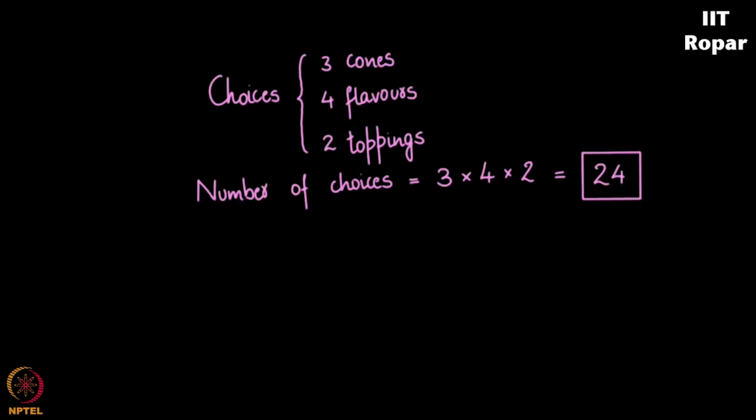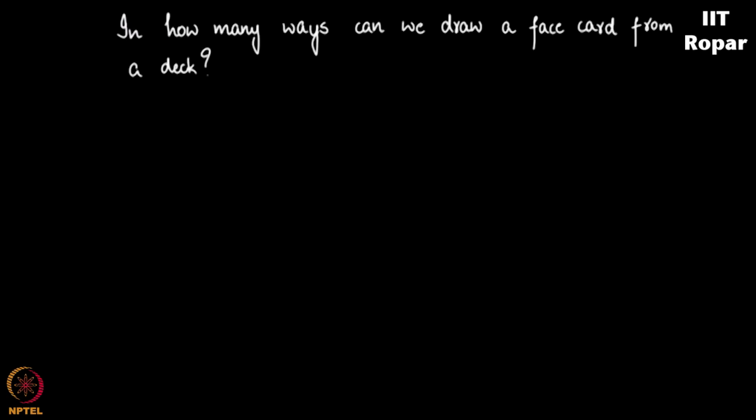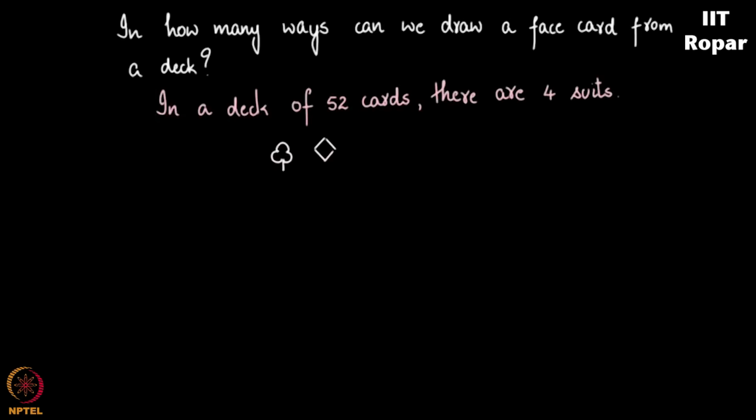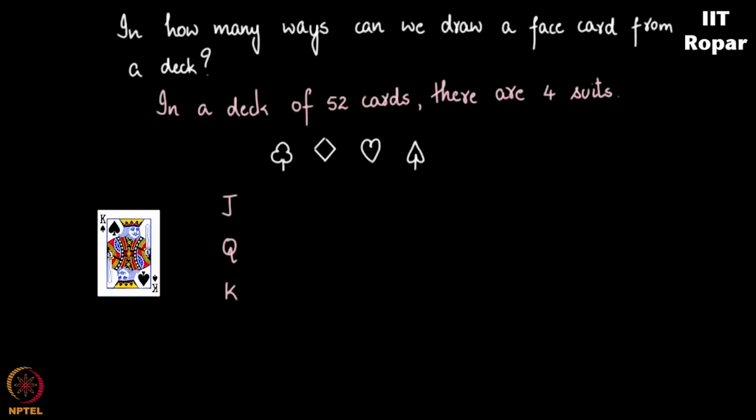Let's move on to the question. In how many ways can we draw a face card from a deck? As we all know, in a deck of 52 cards, there are 4 suits: the clubs, diamonds, hearts and the spades. And the 3 face cards are J, Q and K.